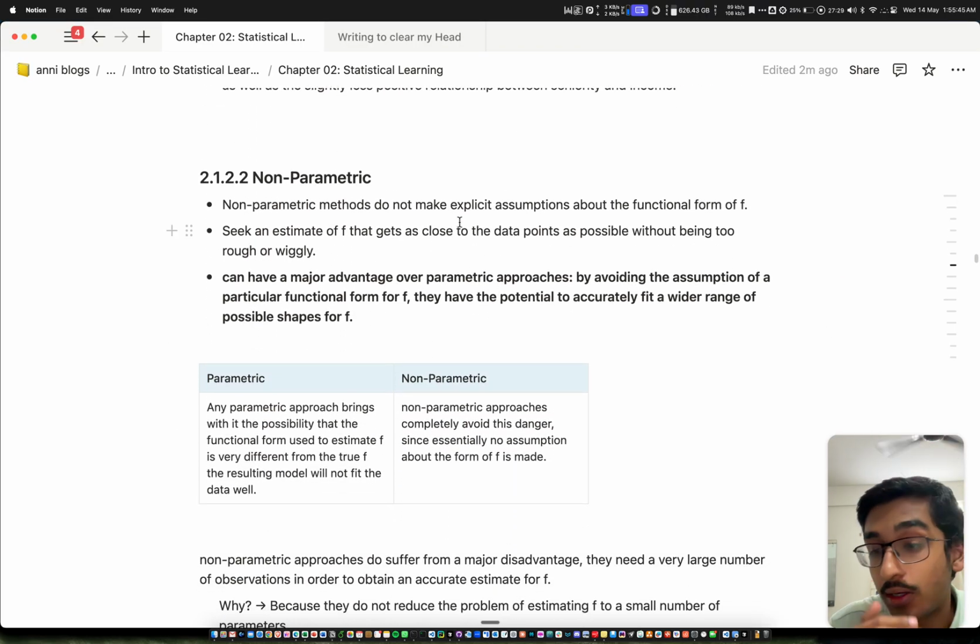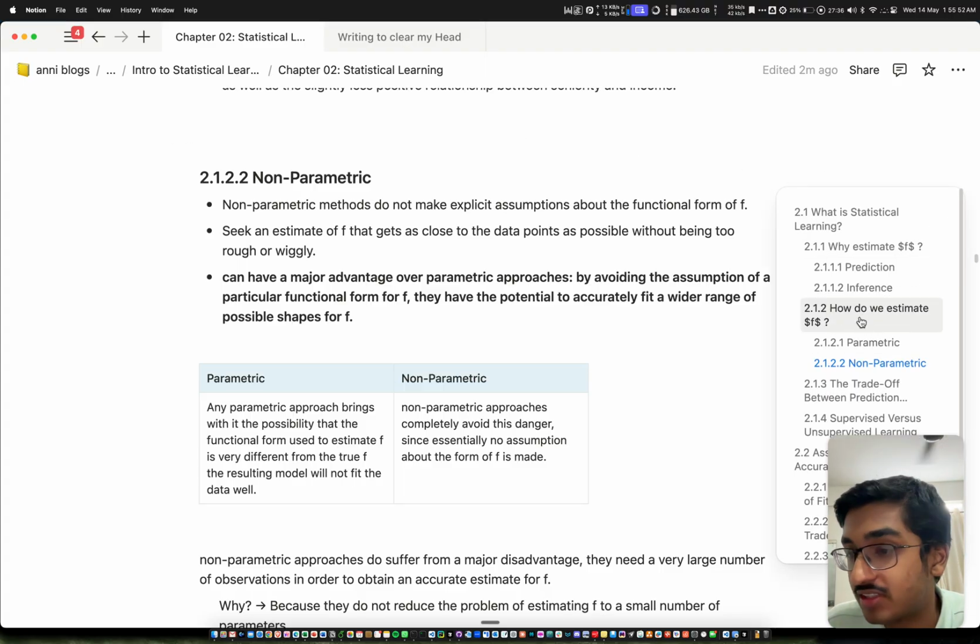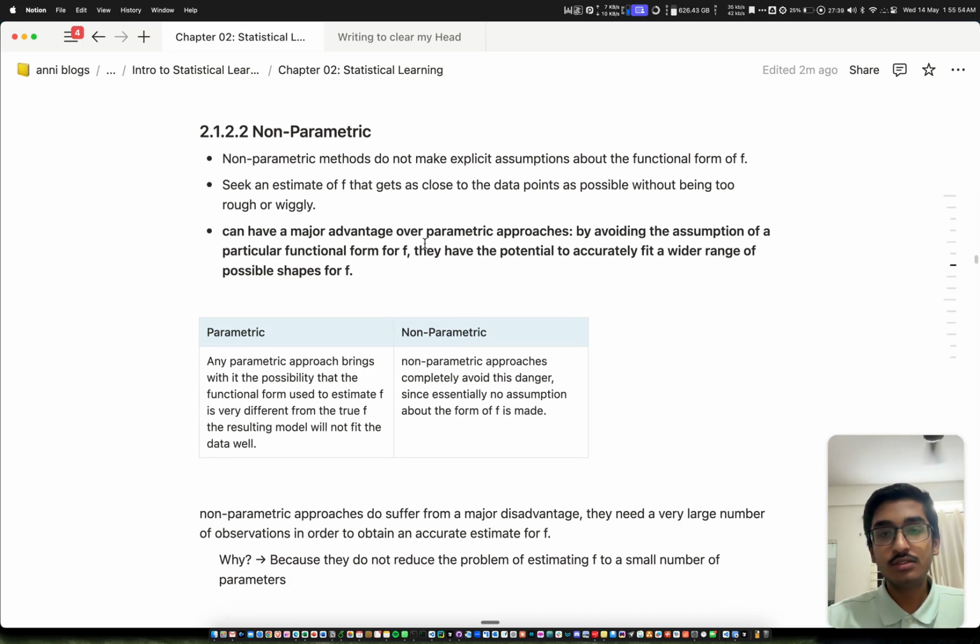Okay, so now moving on. Now we come to non-parametric approaches to modeling data, because we're in the how do we estimate f section. To do non-parametric modeling, we do not make explicit assumptions about the functional form of f. Instead, we seek an estimate that gets as close to the data points as possible without being wiggly or overfitting. So the advantage is obviously you do not assume a functional form of f initially, and you have the potential to fit a wider range of possible shapes, right?